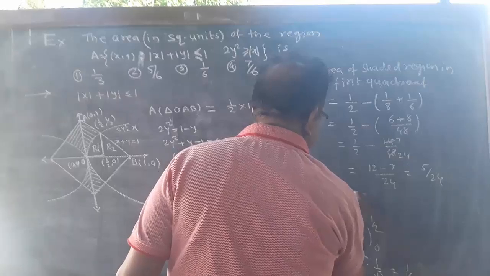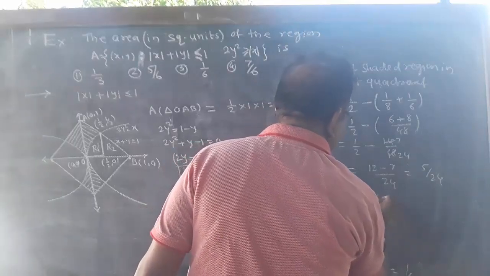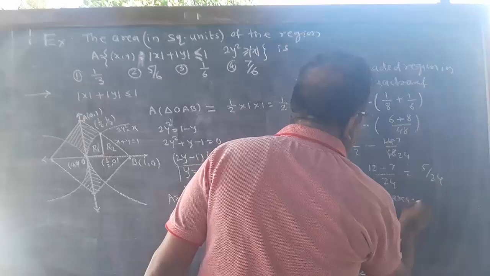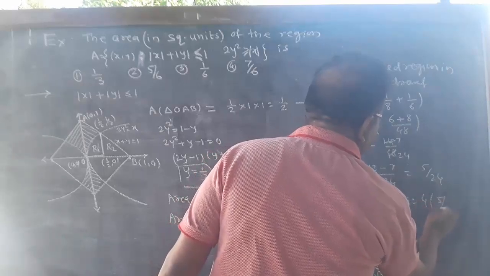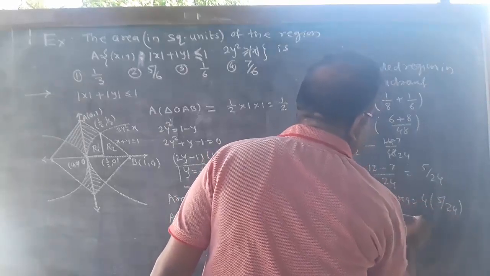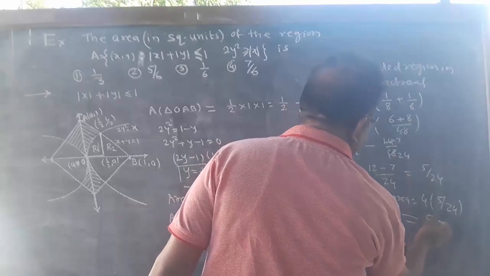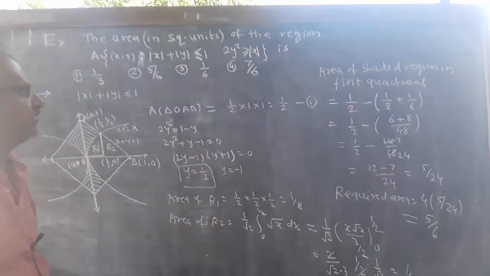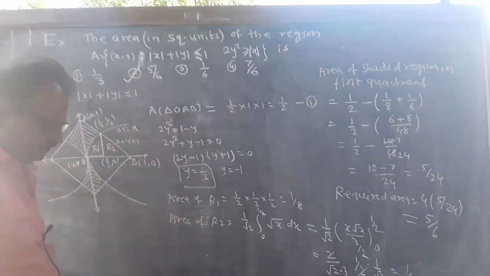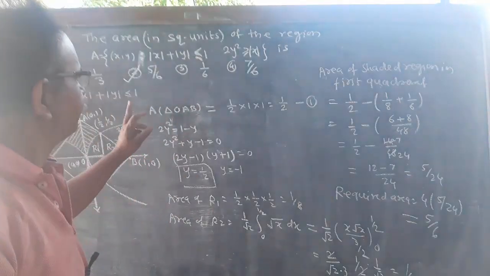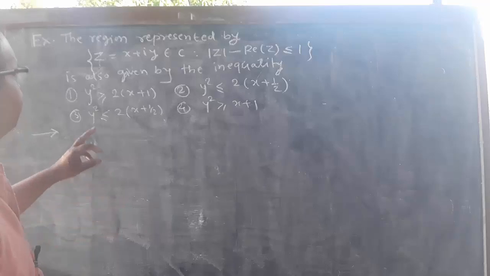equal to 4 times the area in the first quadrant. That is 4 times 5 by 24, that is 5 by 6 square unit. 5 by 6 square unit, it is the second option. The correct option is option 2, that is 5 by 6. We shall solve the next problem.